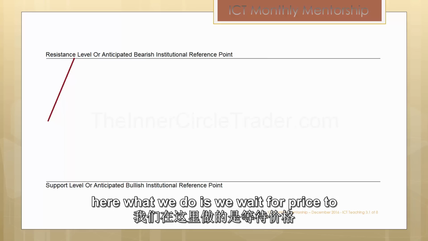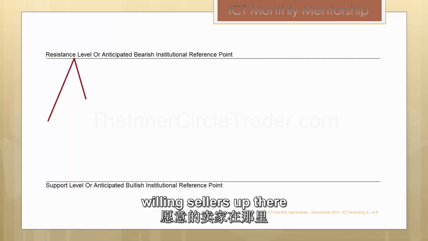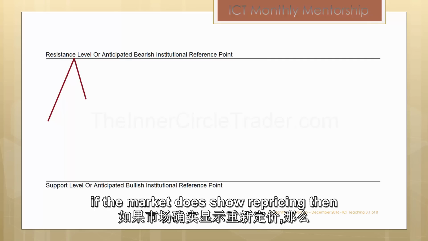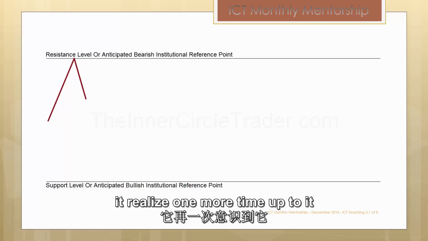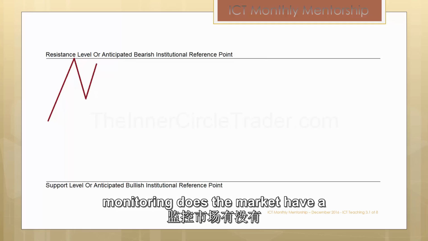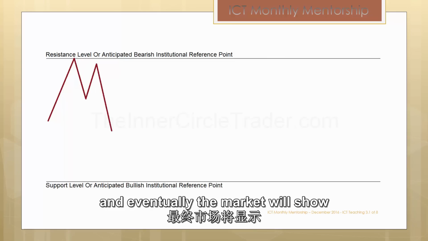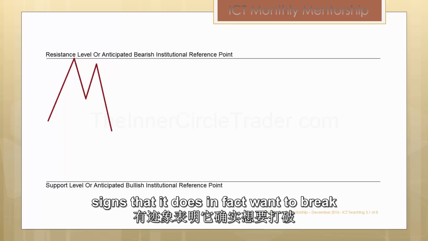If a resistance level is expected, or you anticipate some selling pressure at a particular level, as is indicated here, what we do is we wait for price to indicate a confirmation that there are willing sellers up there. If the market does show a repricing and it rallies one more time up to it, what we're going to be doing is monitoring: does the market have a willingness to want to break down? And eventually the market will show signs that it does in fact want to break lower.